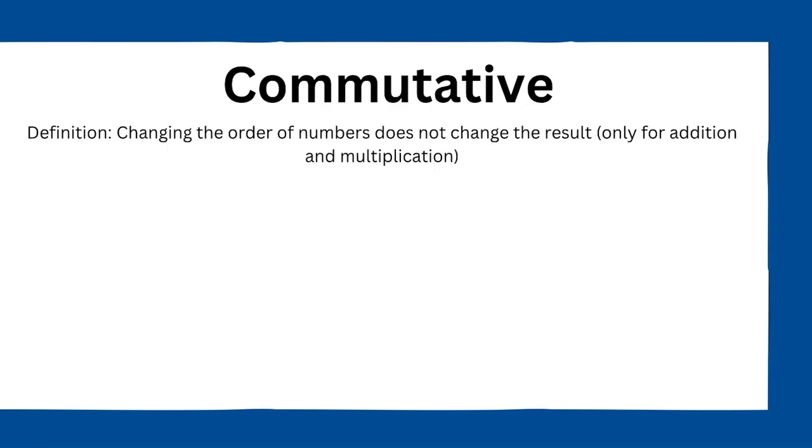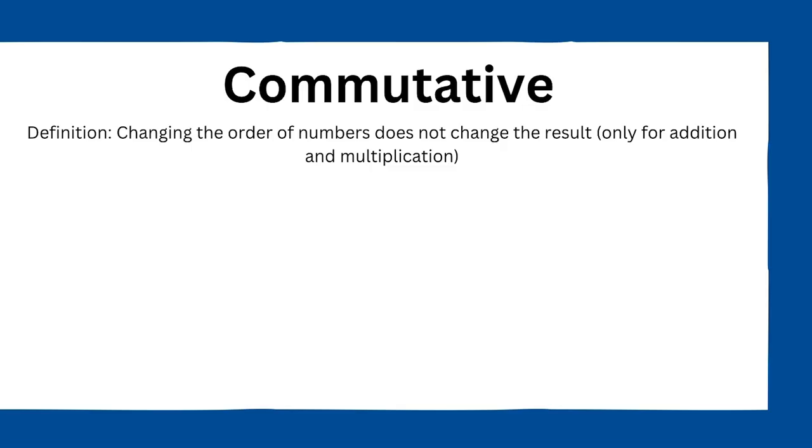So starting off strong, we got to know what commutative stands for. What does it really mean? Commutative property is really when you change the order of the numbers in the equation and you still get the same thing. So I can switch two numbers around, or maybe if you even have three, you could switch them around and you'll still get the same thing. And this only applies for addition and multiplication, not division or subtraction.